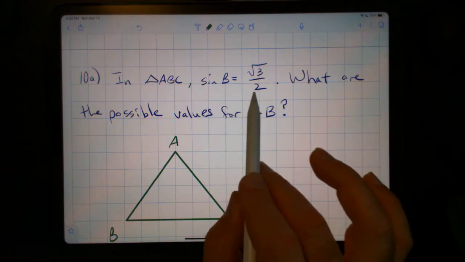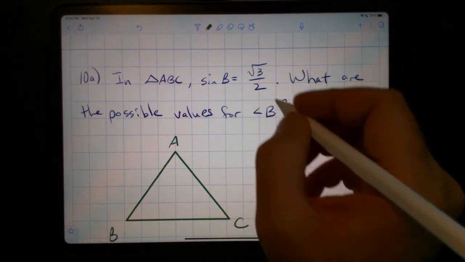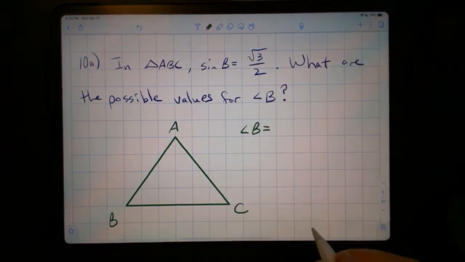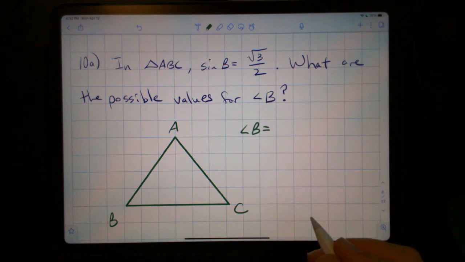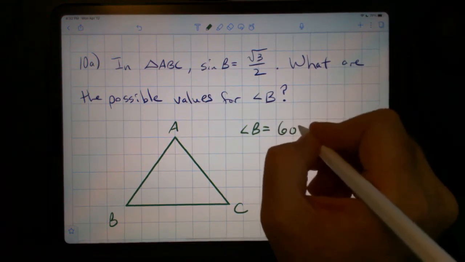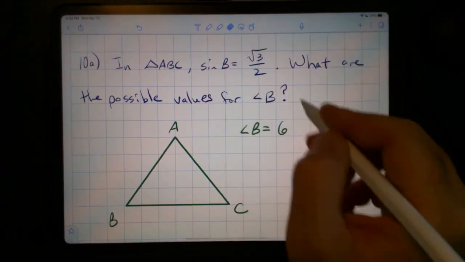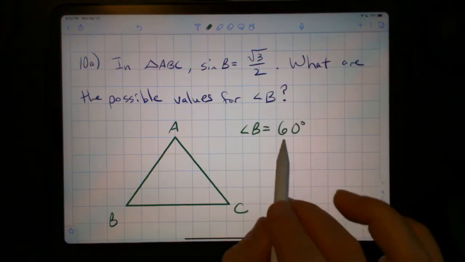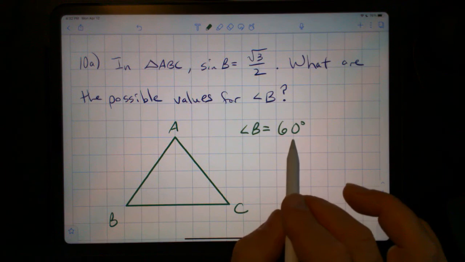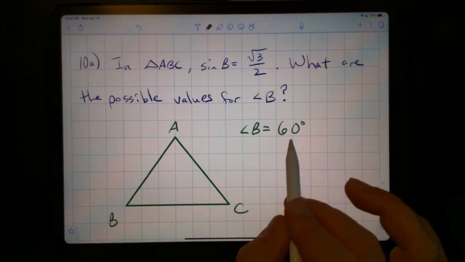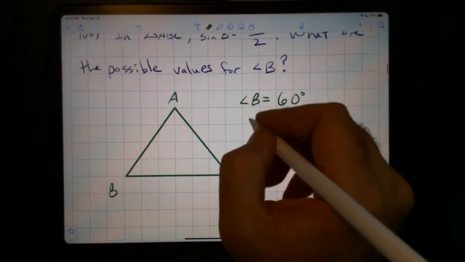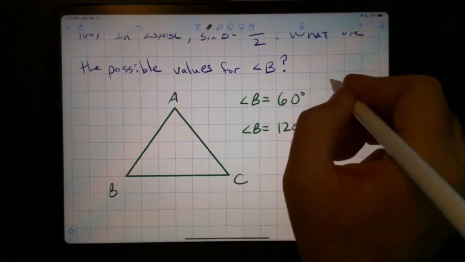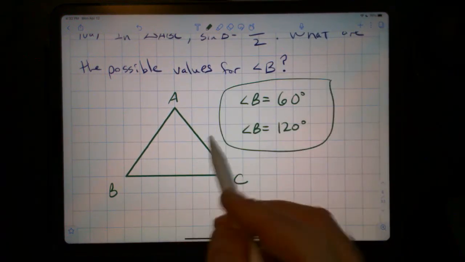Well, the sine of B is radical 3 over 2. That tells us that angle B is going to be 60 degrees. That's if we're in quadrant 1. If we're in quadrant 2, it's going to be 120 degrees. Both of these are possible, and we did not need a diagram.